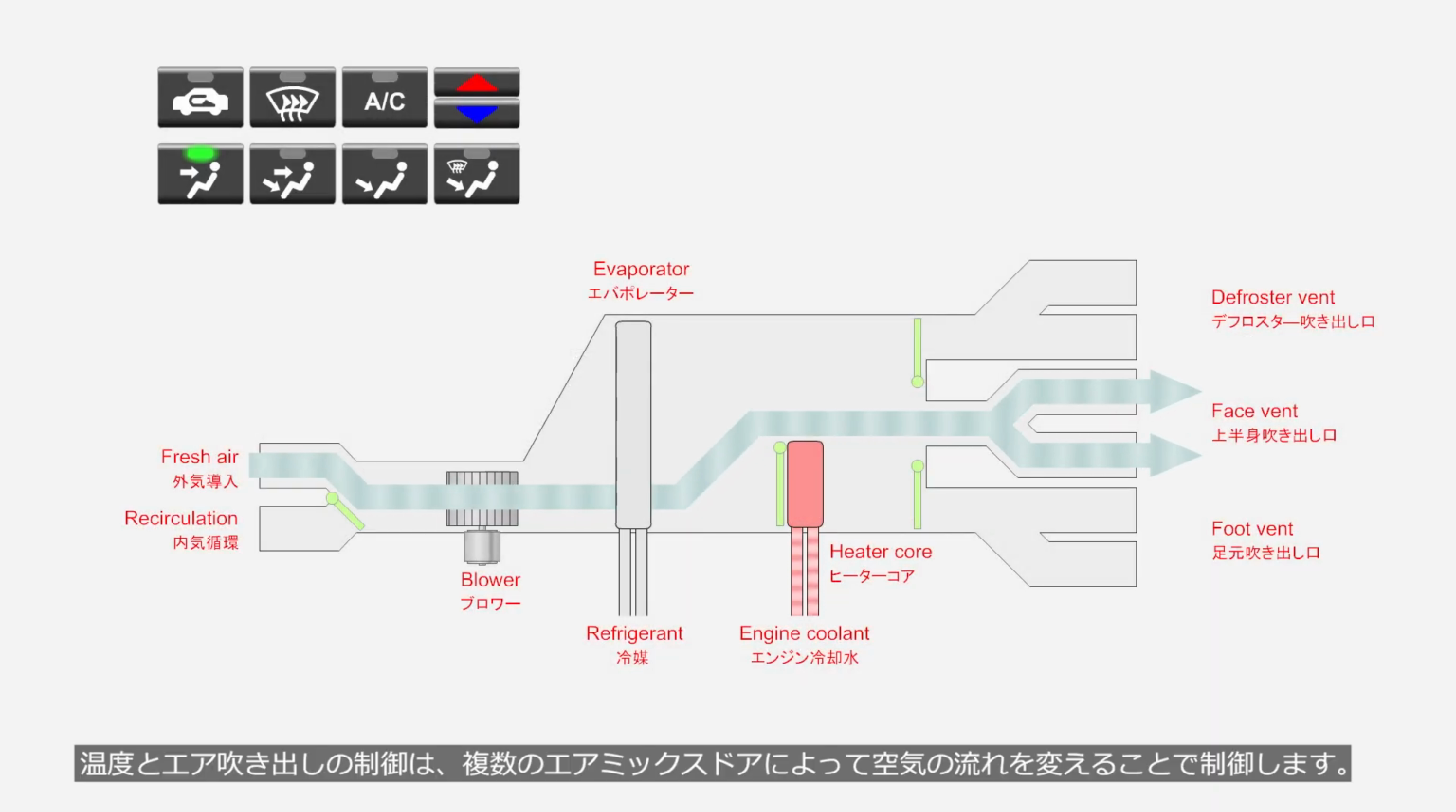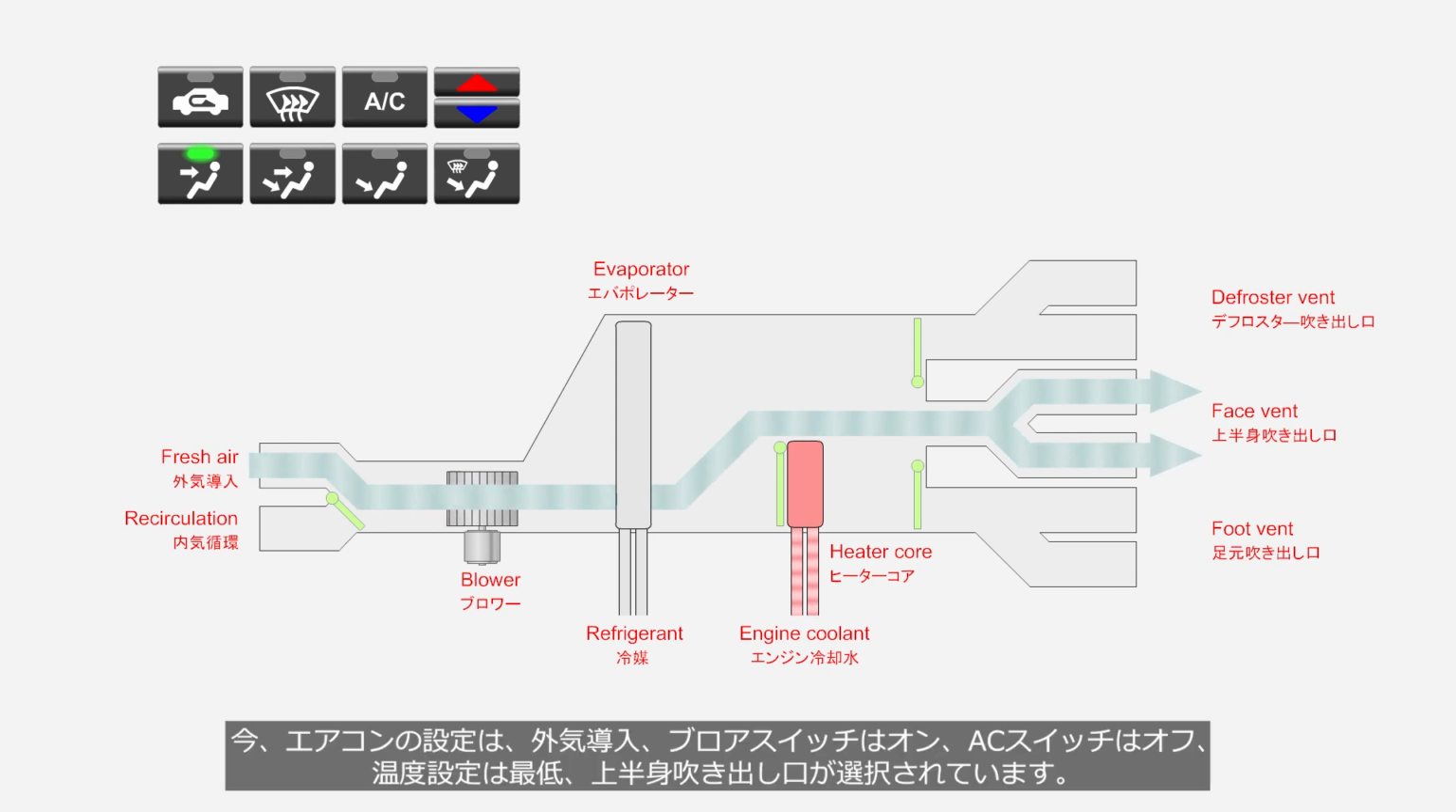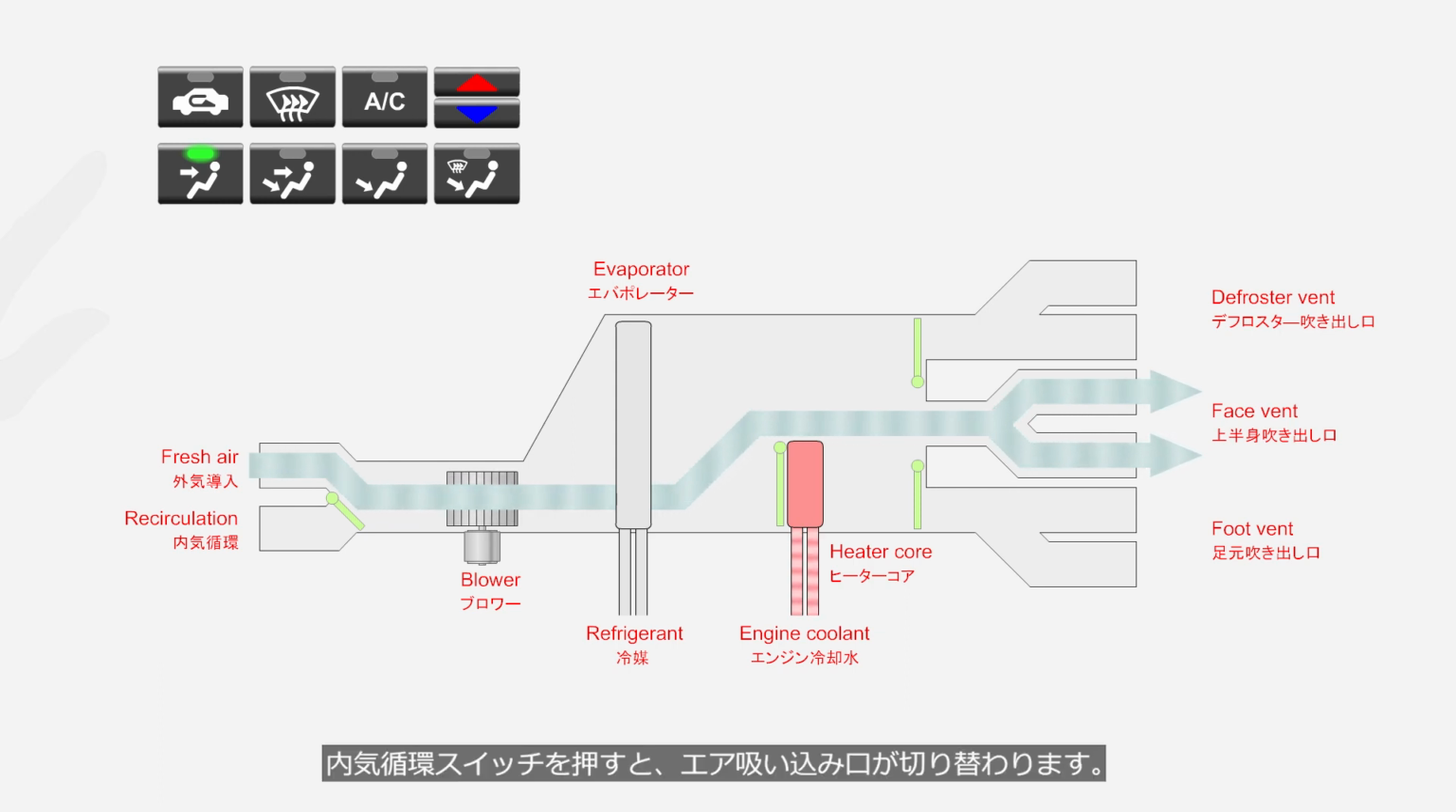The temperature and air vent selection control is managed by altering the airflow through air mix doors. Currently, the air conditioning is set to fresh air intake, the blower switch is on, the AC switch is off, full cooling, and the face vent is selected. Pressing the recirculation switch changes the air intake port.